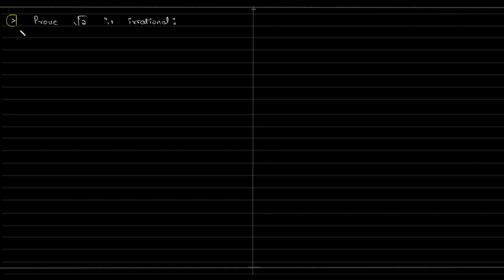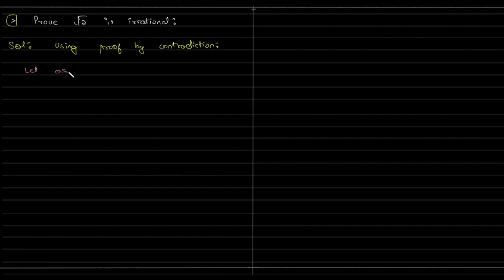Prove root 2 is irrational. So this is an application of whatever we just studied now. So let's start off with using proof by contradiction.